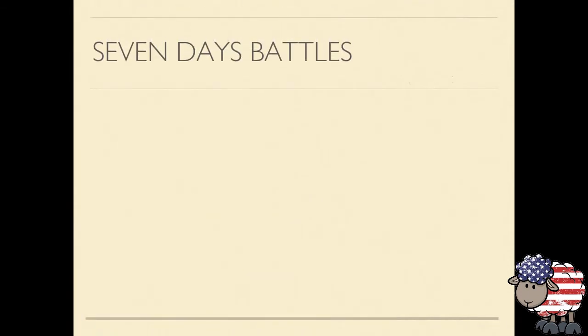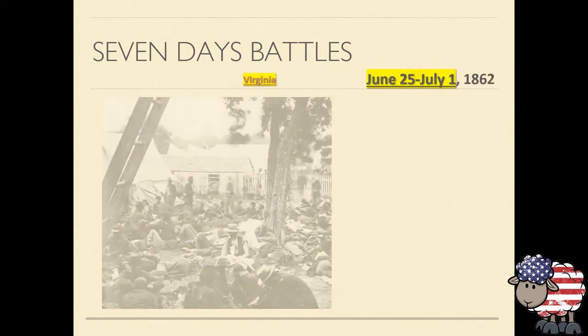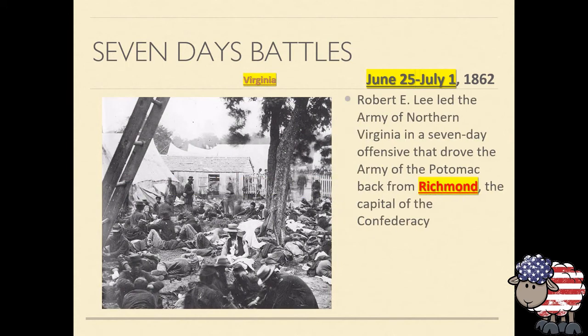The 7 Days Battles took place between June and July 1862 in Virginia. Most of these battles are going to take place in Virginia. Robert E. Lee, who is the commander of the Confederacy, led the Army of Virginia in a 7-day battle offensive of the Potomac back from Richmond, the capital of the Confederacy. He's protecting the capital of Richmond, which again is part of the Anaconda Plan. The North is not going to capture Richmond until 1865.